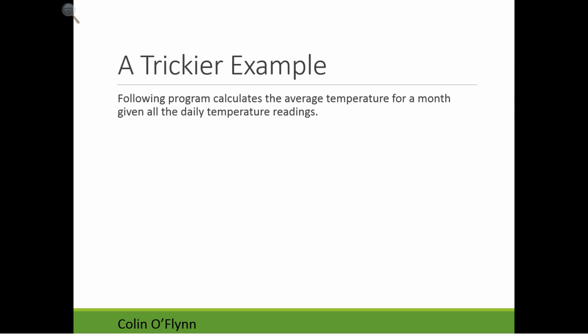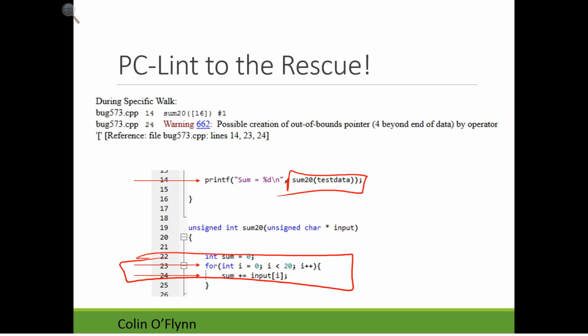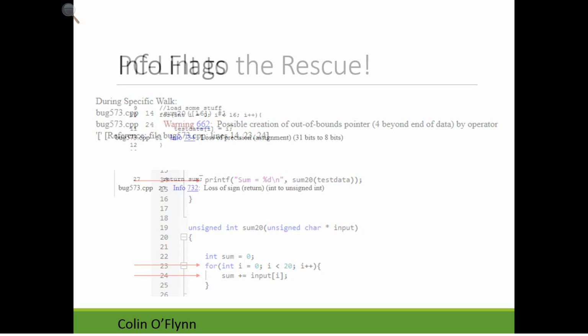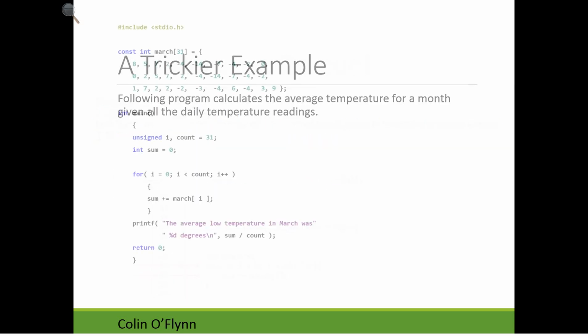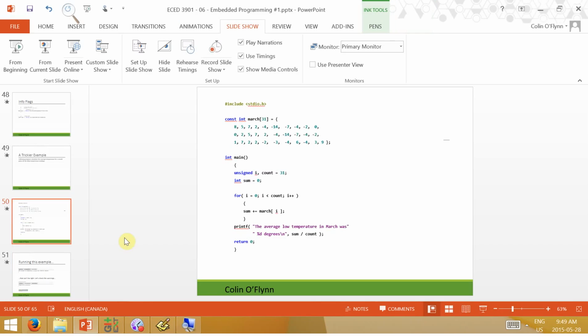All right, so the previous example was sort of, if you look really carefully, you could find that eventually. Here's a trickier example. So here is a program that calculates what the average temperature is, and let me run that program real quick.